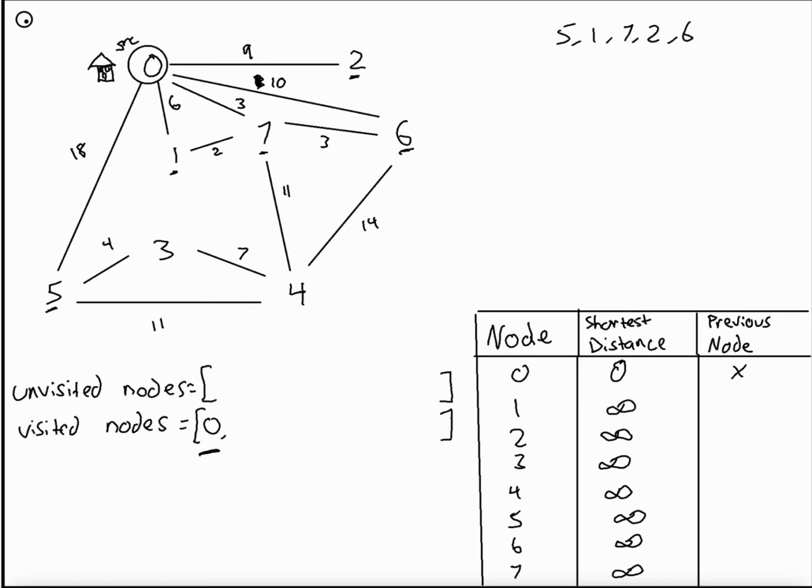So now we're going to look in this column here, and we're going to replace infinity with these numbers that we just said, because we found a new shorter distance. So 1, 5, 2, 7, and 6. These ones that we just said all come from previous node 0. So we can go 0, 0, 0, 0, 0.